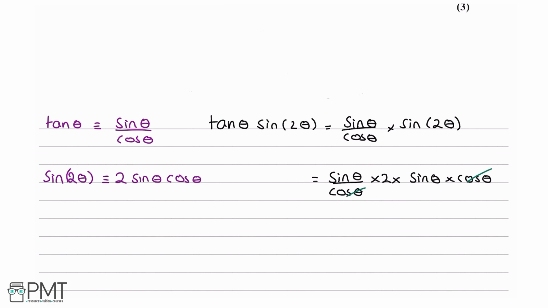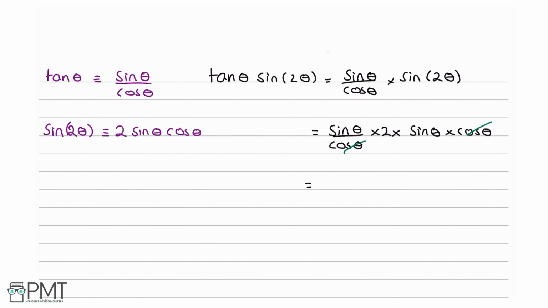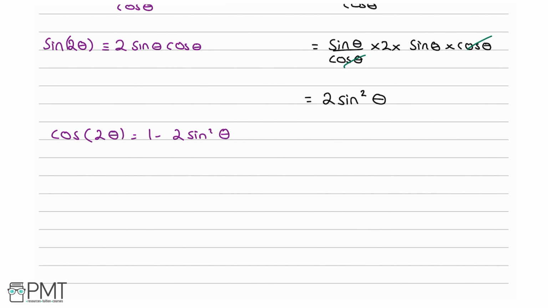From here, the two cosine thetas cancel, so what we are left with is 2 sine squared theta. Now, we need to use another trigonometric identity, and that identity tells us that cosine of 2 theta equals 1 minus 2 sine squared theta. We're going to rearrange this for 2 sine squared theta. So 2 sine squared theta equals 1 minus cosine of 2 theta, and by extension this here equals 1 minus cosine 2 theta, as required.